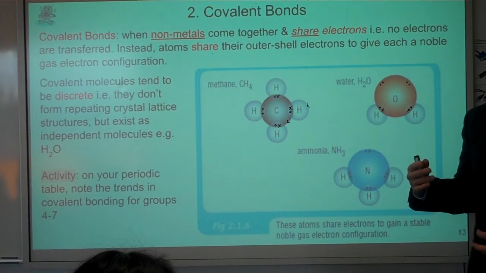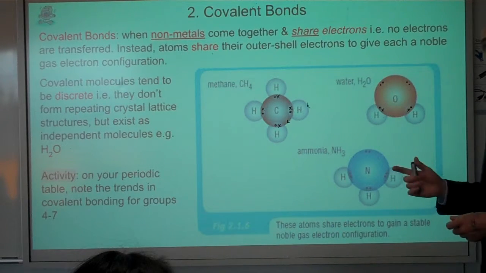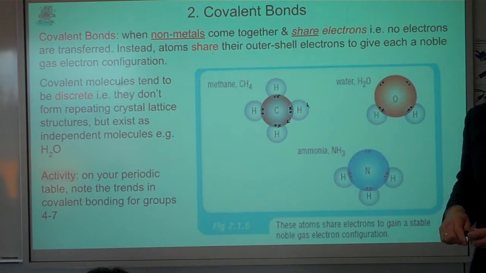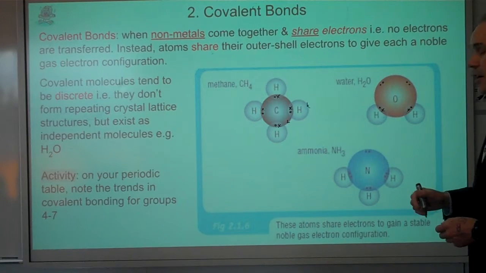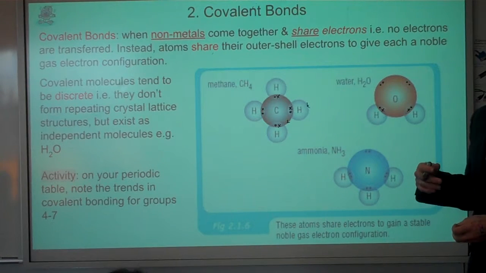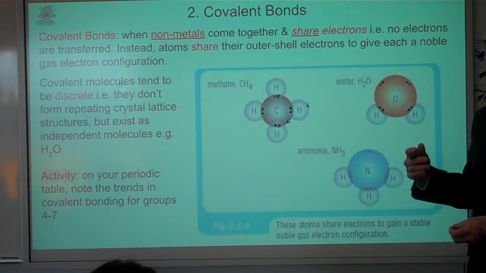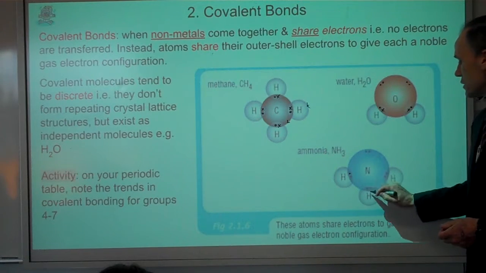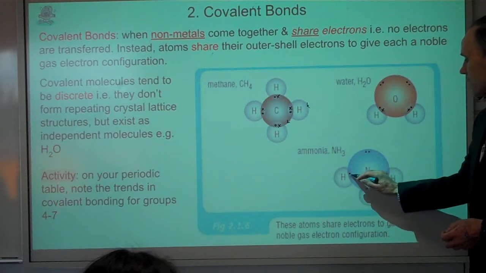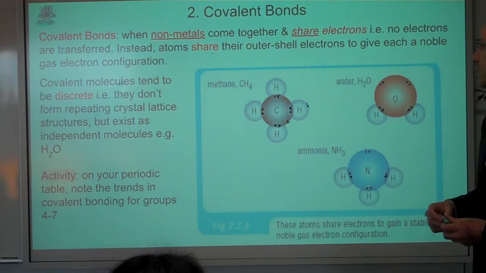Which group is nitrogen in? Sorry, I said ammonia, but I meant nitrogen. 5. It has 5 valence electrons. It wants to have 8. It needs to share how many? 3. It needs to share 3 in order to have 3 shared with it. So nitrogen, those ones there, and the hydrogen will share in each case, and you'll get another covalent bond.